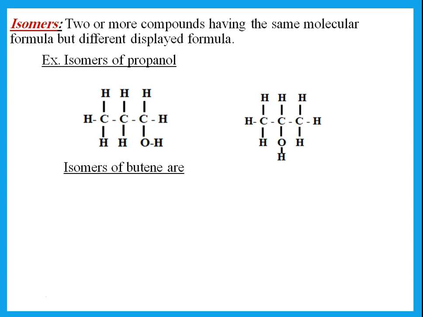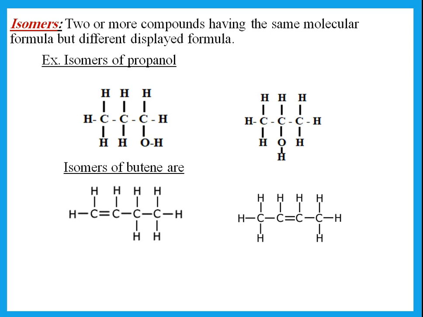So let's try to draw isomers of butene. Now again, how do I draw butene? But means 4 carbons, ene means a double bond somewhere. Now, we said I can either put the double bond on one end, again, it's either on this end or the other end, or I can put it in the middle. Now, these 2 have 4 carbons, 8 hydrogens. They have the same molecular formula, but they have different displayed formula or different structures, so they are isomers.